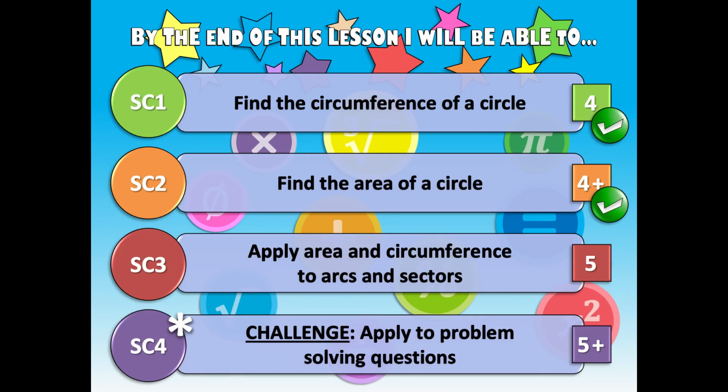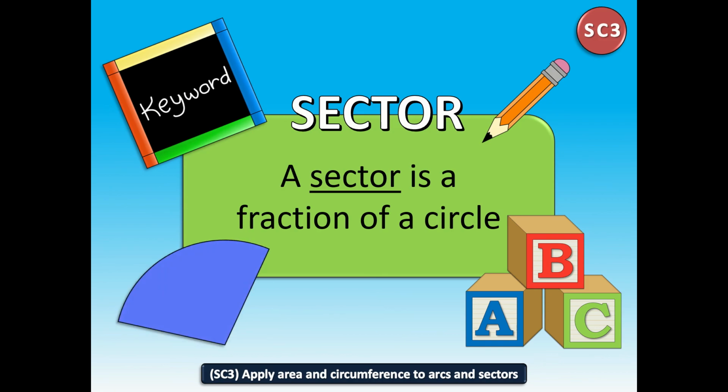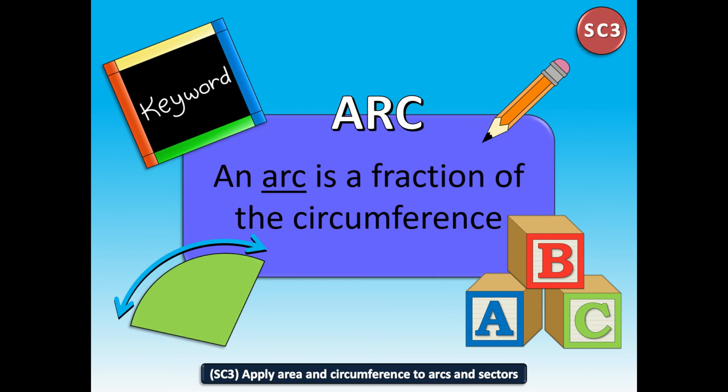So now we've completed success criteria 2. So now we're going to move on to number 3, and this is to apply area and circumference to arcs and sectors. So a sector is a fraction of a circle. It looks like a pizza slice. An arc is the fraction of the circumference of a circle.